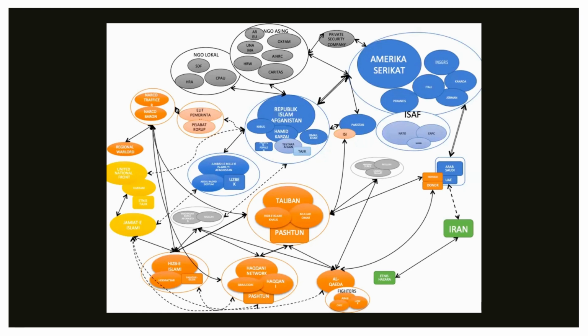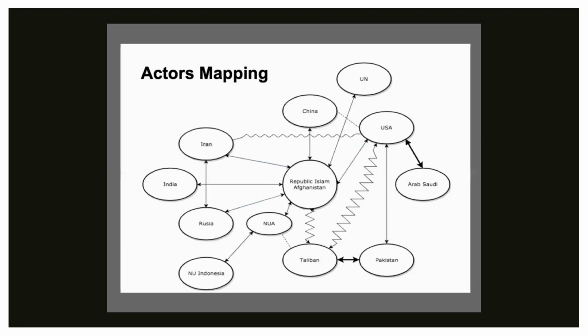Very complicated actors at that time. The international factor, the Taliban, the Republic, the government, Iran's group, the Russian group, the United Emirates group. It's very complicated, the actors. But after 10 years, in 2018, the relationship of actors became more simple.